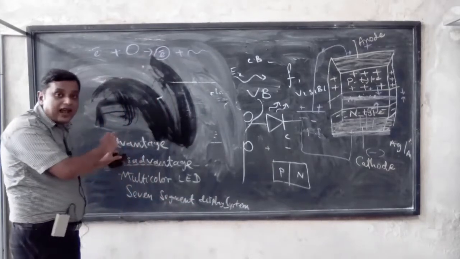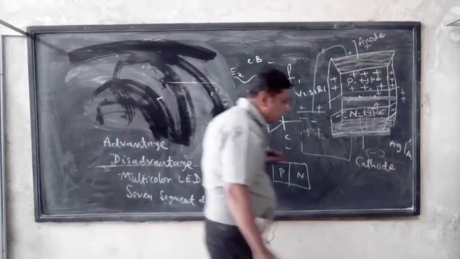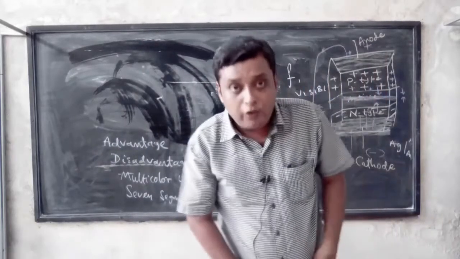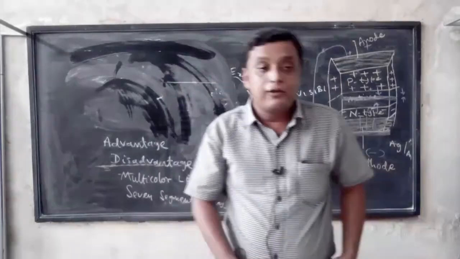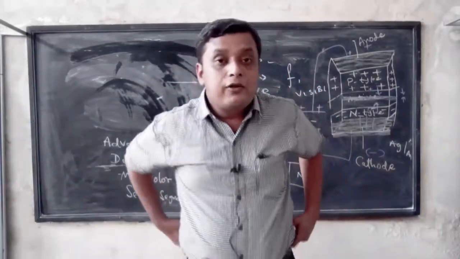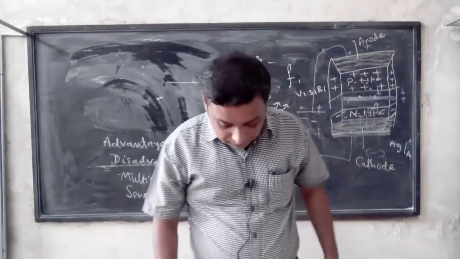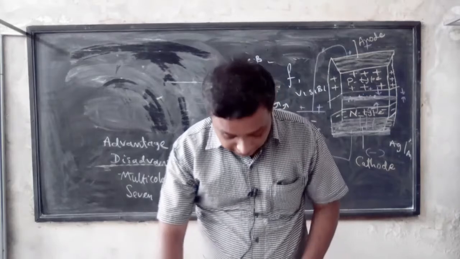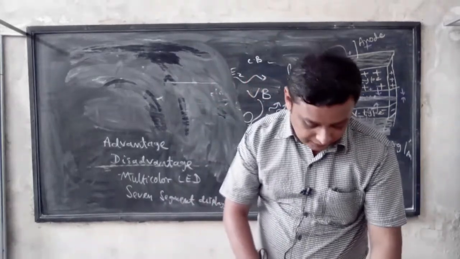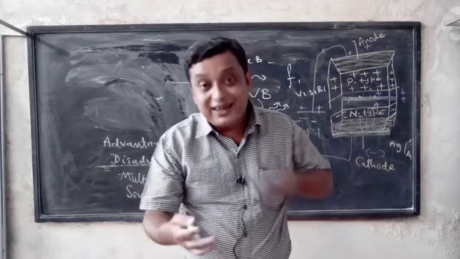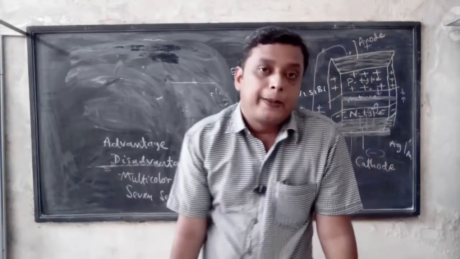Now I am going to start the advantages. What are the advantages of LED? Today we know that in a clock, a railway clock, or in our house, we are using a clock, and most of the clocks are made up of LED. Actually, the first advantage of an LED is compared to a tungsten filament bulb.